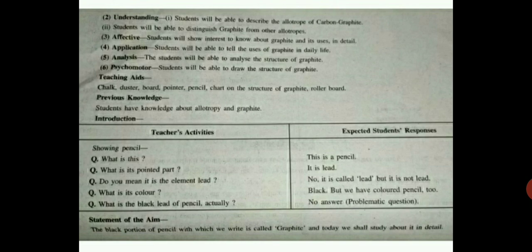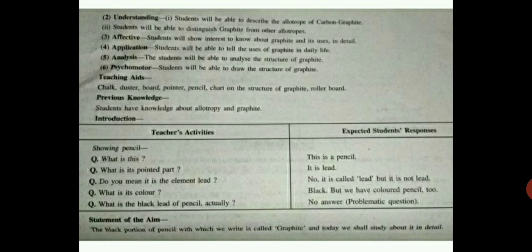Here the teaching aids are, as you can see, written. Then you have to write about the previous knowledge. Obviously you have already taught something about carbon, you must have already taught about diamond. So the child already has previous knowledge about allotropy, and he knows graphite as one of the examples of allotropy. Now we move on to the introduction.